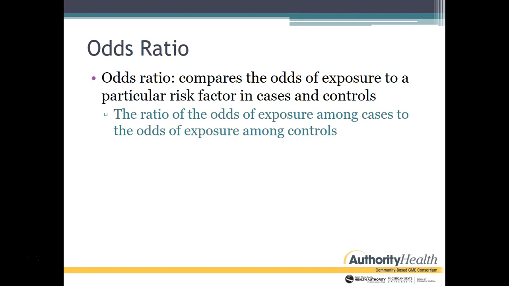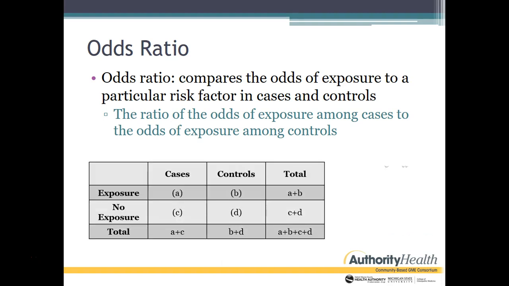All right, odds ratio. So relative risk is looking at prospective design. Odds ratio is looking back in a retrospective way, so case control studies. So odds ratio compares the odds of an exposure to a particular risk factor in cases and controls. So it's the ratio of the odds of exposure among cases to the odds of exposure among controls. And so the odds of exposure in the cases and the odds in controls.